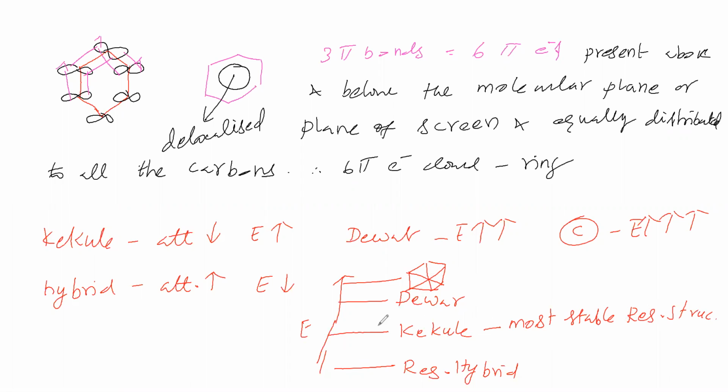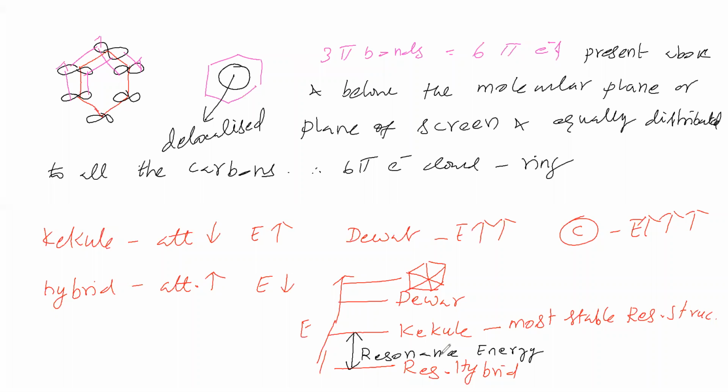So we have taken the most stable resonance structure, and the resonance hybrid. Now the energy difference between the most stable resonance structure and the resonance hybrid is called resonance energy. So what is called resonance energy? It is the energy difference between the resonance hybrid and the most stable resonance structure. That is called resonance energy. Now you say, if resonance energy is high, how will the stability of the molecule be?